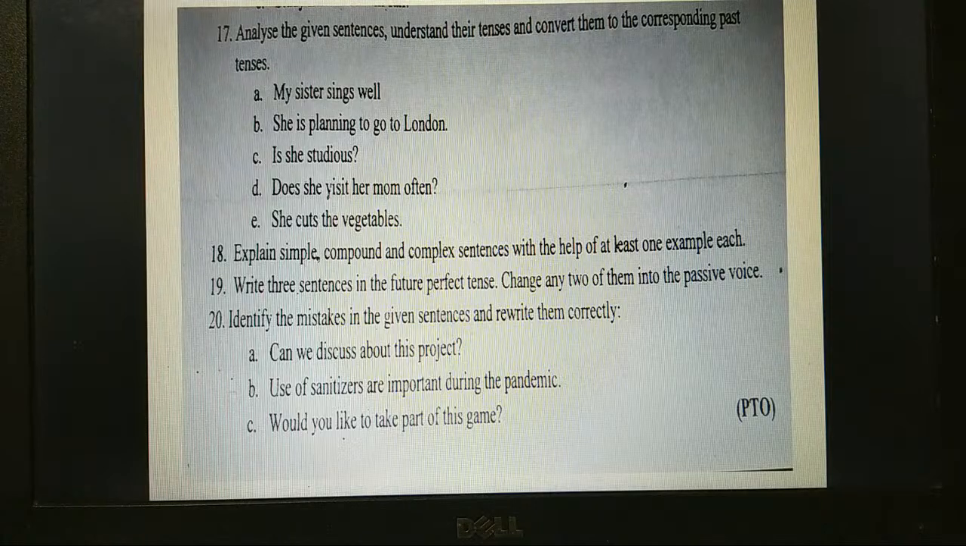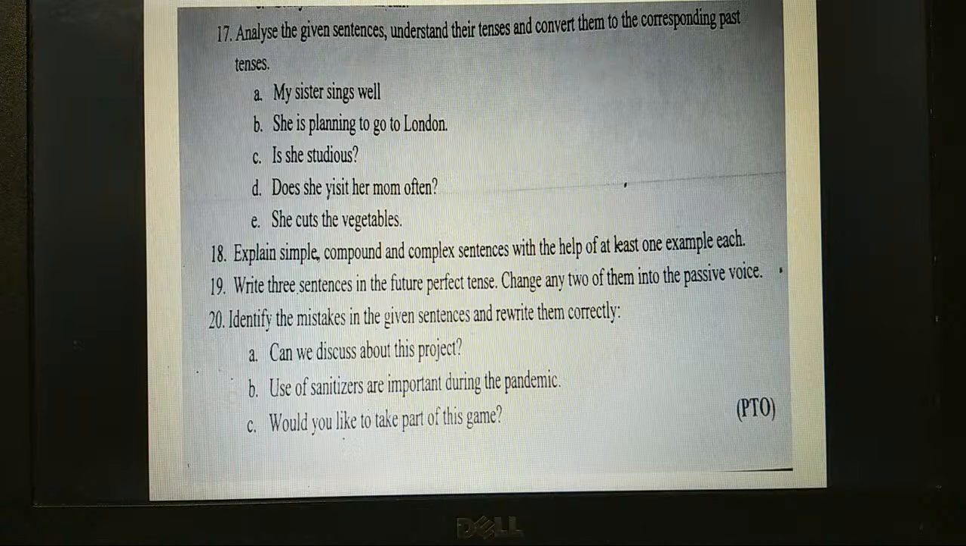Let us have 3 sentences. Let us change them into the passive voice. Sentence number 1 in the future perfect tense: Raju will have caught a fish. Okay, this is active voice, future perfect tense. We have to change it. A fish will have been caught by Raju.